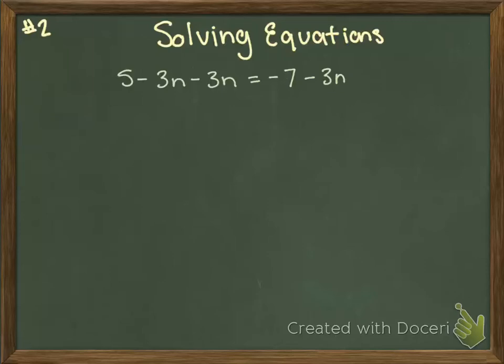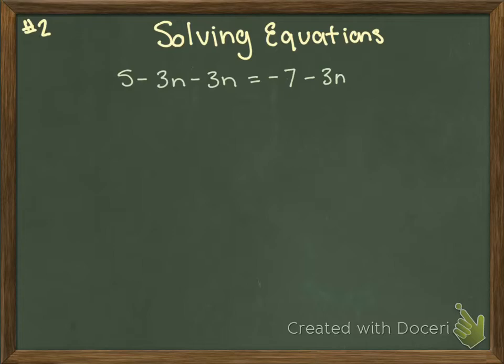Hello again. We're going to continue working on solving equations. So we have this example in front of us. 5 minus 3n equals negative 7 minus 3n. The first thing you need to do is find your like terms and combine them, first on the same side of the equal sign if you need to.